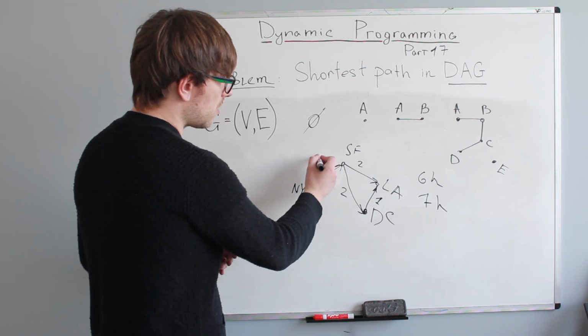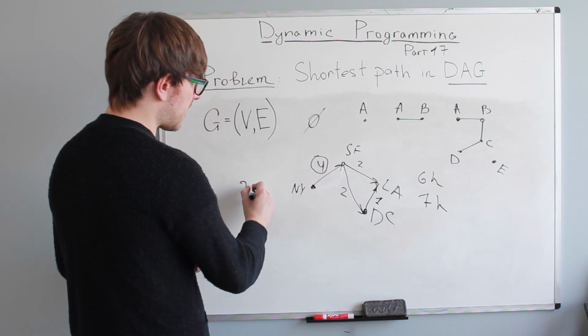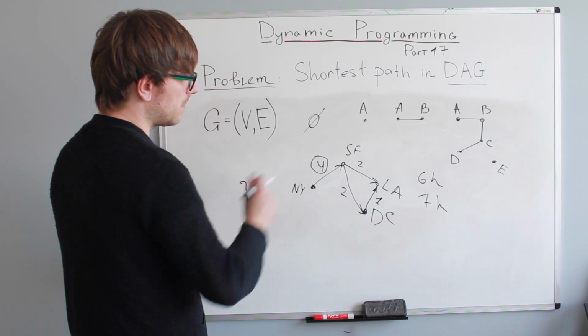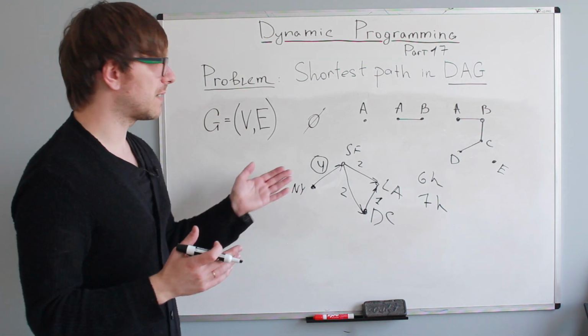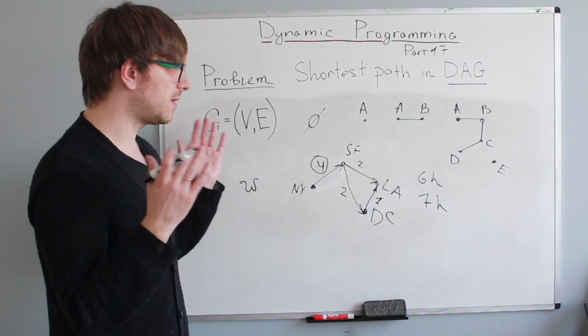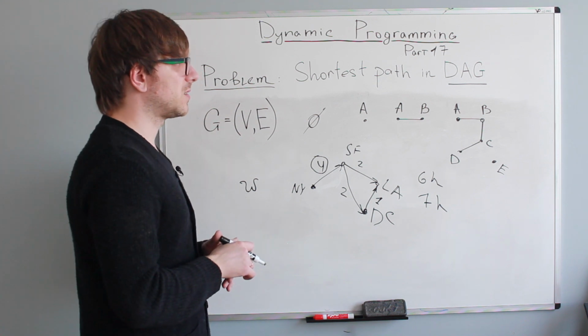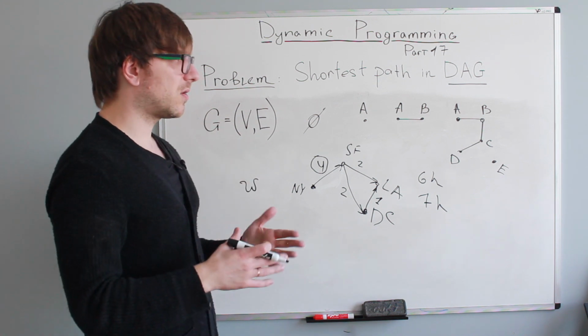So this is known as weight and denoted as omega. And weight can represent pretty much anything. It depends on your problem. It can be time, it can be distance, it can be whatever, it can be anything. So it entirely depends on a problem.